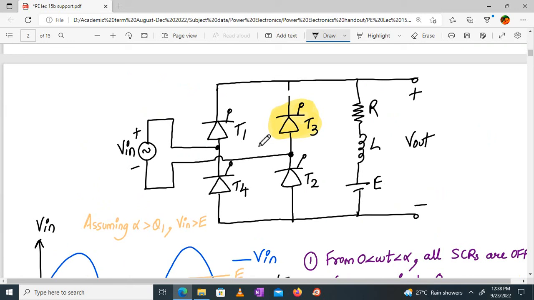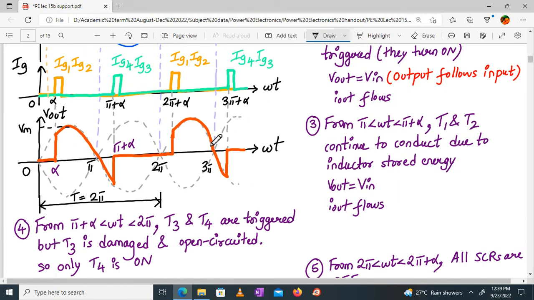After pi plus alpha, your T3 and T4 are triggered together. But T3 is not working at all. Only T4 is triggering. What will be my output voltage? Both should be on. If one is open circuit, the current will be zero. If the current is zero, my output voltage will be zero. Are you following? So this is what will happen.